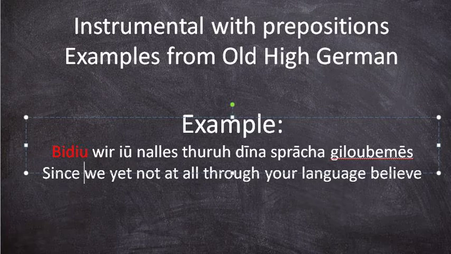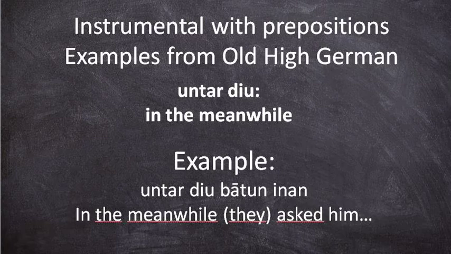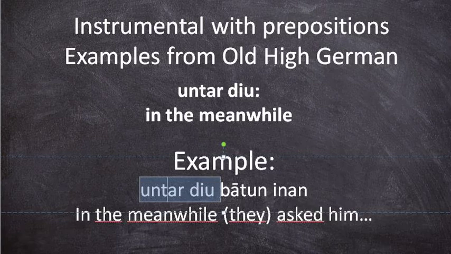Here's another tool one can use: untar diu. This means "in the meanwhile," but literally you can translate this as "under that," as in, under that, this was going on. So we have A going on, but in the meanwhile, B is happening. That's another way of expressing that. So we have untar diu, batun inan: in the meanwhile, they asked him. The personal pronoun is omitted. So we got a untar diu. Let's put that in red because we can. And let's move on.